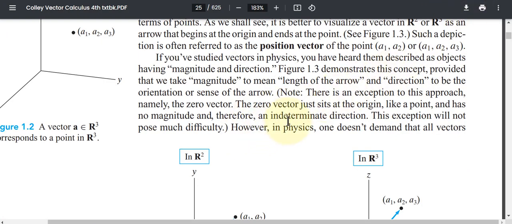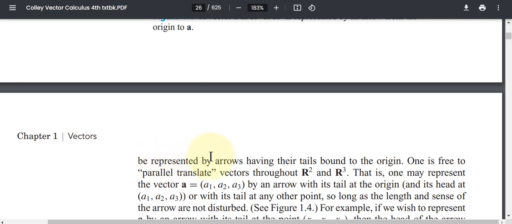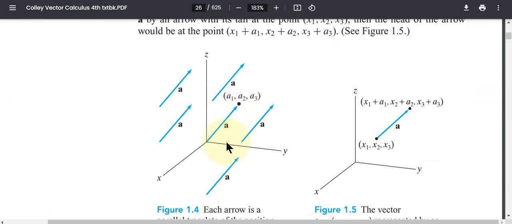Then she says down here, however, in physics, one doesn't demand that all vectors be represented by arrows having their beginning, or their tails, bound to the origin. So we don't have to start here in physics. If we're using vectors in physics, we don't insist that they start here. So what does that mean? That means here's that vector, but we're allowed to move it around.